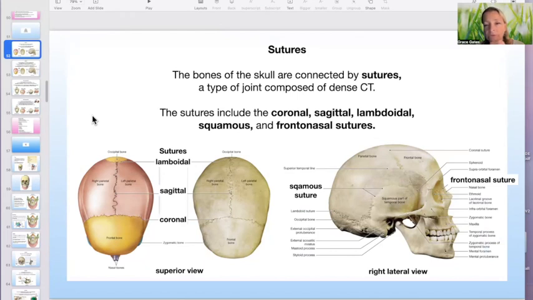They are composed of dense connective tissue. Sutures are found pretty much only in the cranium of all of the joints in the body. So when you hear the word suture, think right away of cranium. The sutures include the coronal, sagittal, lambdoidal, squamous, and frontonasal sutures.